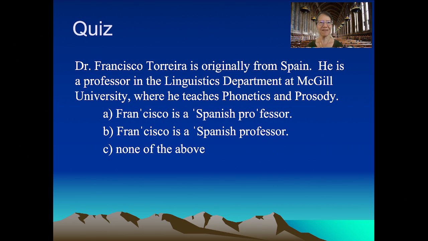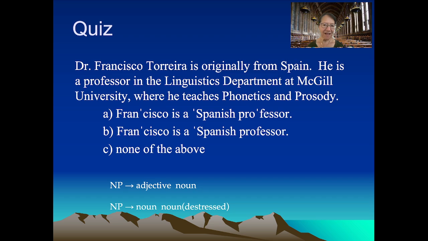So we have an example here that we've got in the guise of a quiz. So I'll just read this. Dr. Francisco Herrera is originally from Spain. He's a professor in the linguistics department at McGill University, where he teaches phonetics and prosody. Now, there's a couple of alternative ways to finish this out. So A, Francisco is a Spanish professor. B, Francisco is a Spanish professor. And C, none of the above. So how would you answer this? Which of these is the appropriate wrap-up?